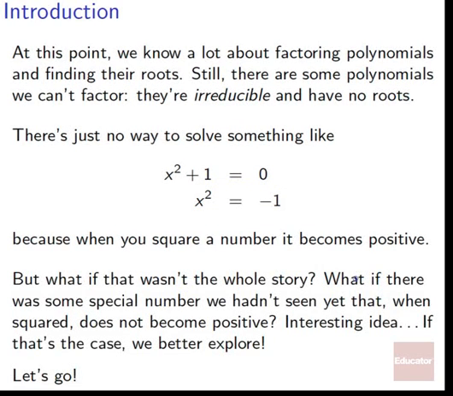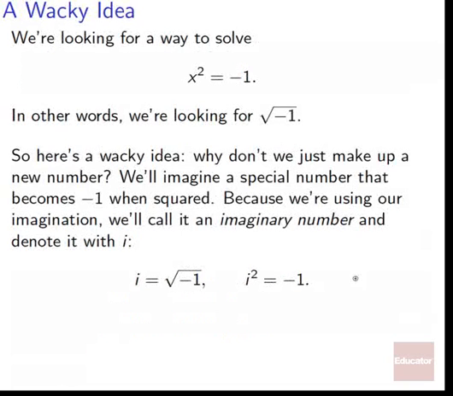But what if that wasn't the whole story? What if there was some special number we hadn't seen that, when squared, does not become positive? That's an interesting idea. If that's the case, we better explore. Let's go. We're looking for a way to solve x squared equals negative 1. In other words, we're looking for something that is the square root of negative 1. We're looking for something that when you square it, it spits out negative 1.